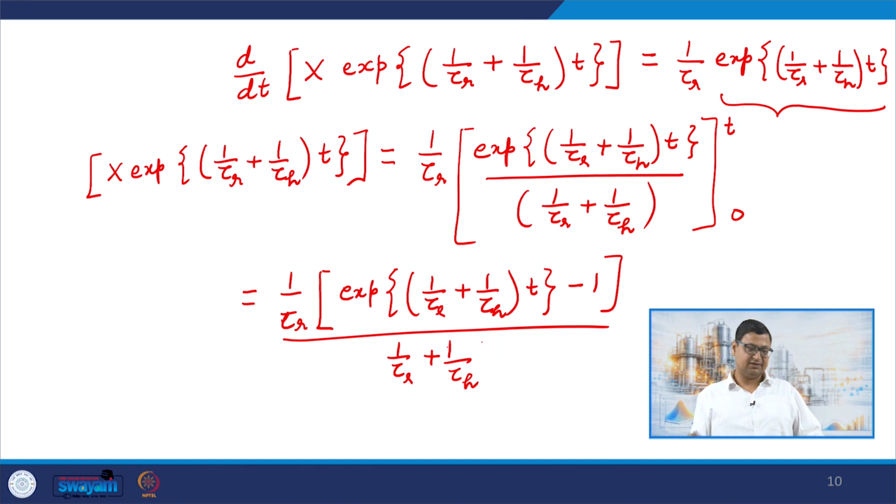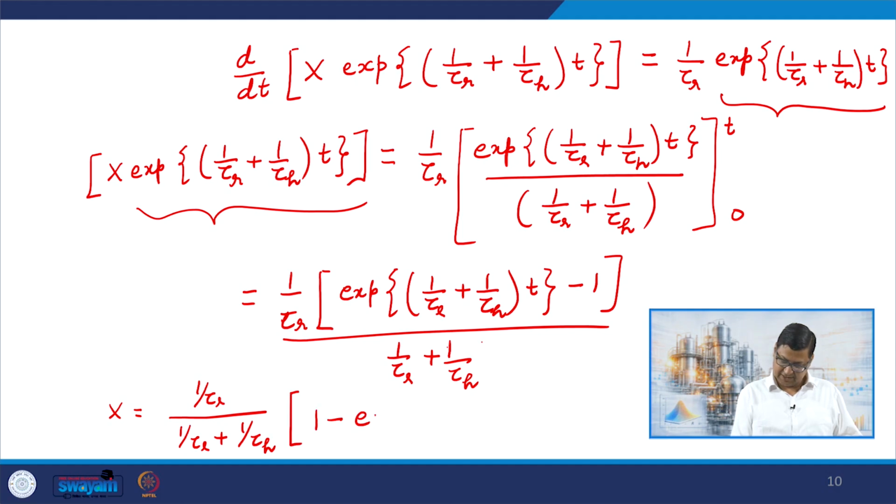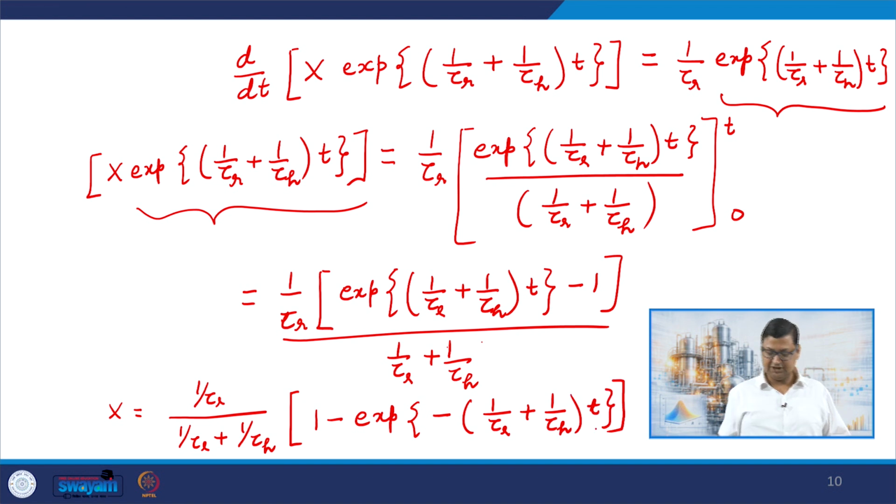Now we can divide it by this term, and then we will get a nice expression. It will be x is equal to (1/tau_r) divided by (1/tau_r plus 1/tau_h), into 1 minus exponential of, now we have a minus sign, (1/tau_r plus 1/tau_h) into t. So, this becomes the expression of the conversion x.